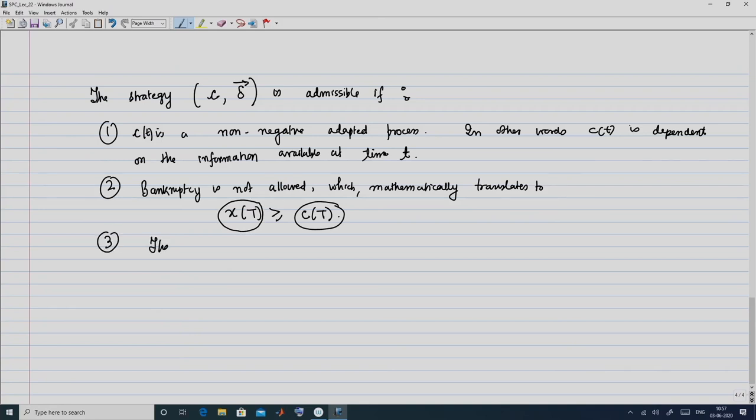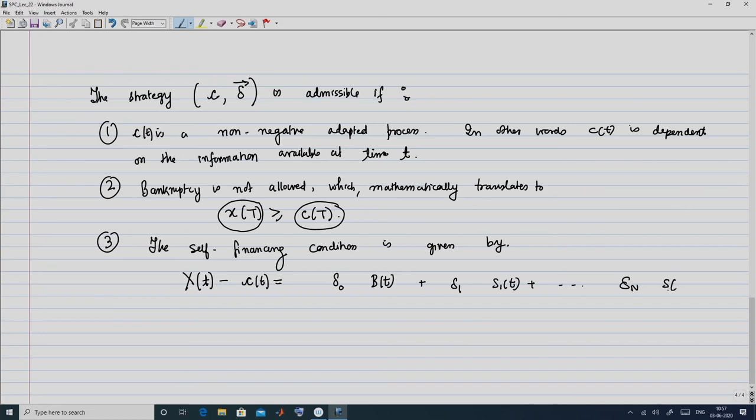And thirdly, the self-financing condition is given by the following. So, let us look at time t. At time t, you have a wealth level x of t, and then you have consumed c of t, and the remaining amount you invest in bonds, delta naught bond, delta 1 in the first stock, all the way to delta n in S n of t. And this delta naught will have the argument t plus 1 to indicate that this is an investment made at time t and held up to time t plus 1. So, likewise delta 1 t plus 1 all the way to delta n t plus 1.